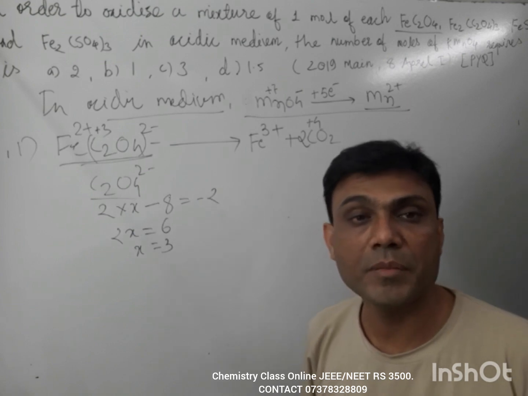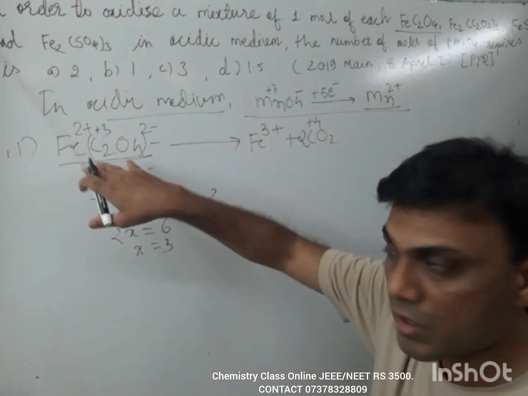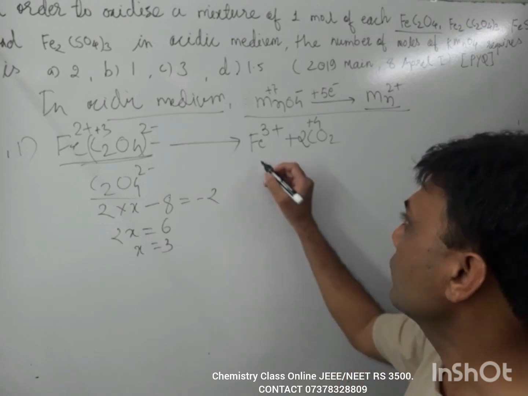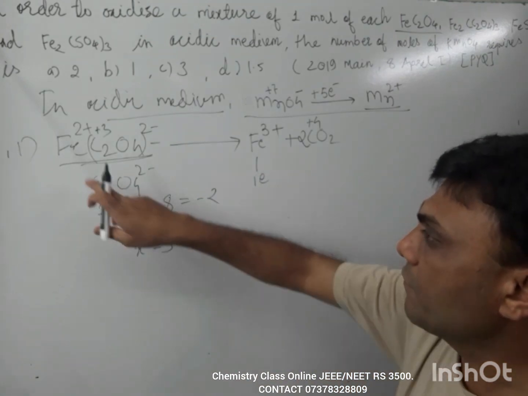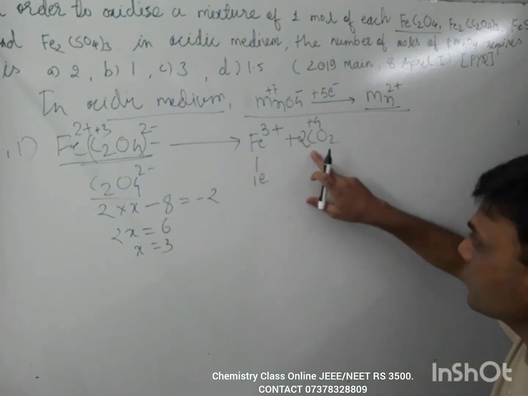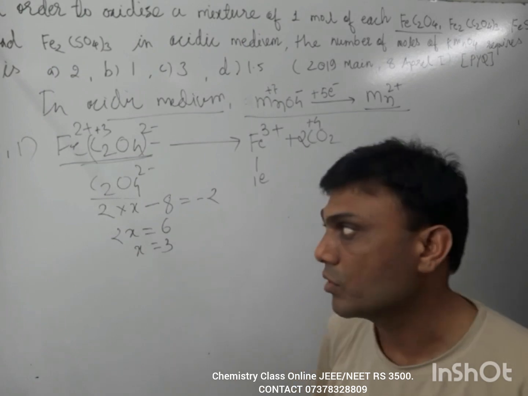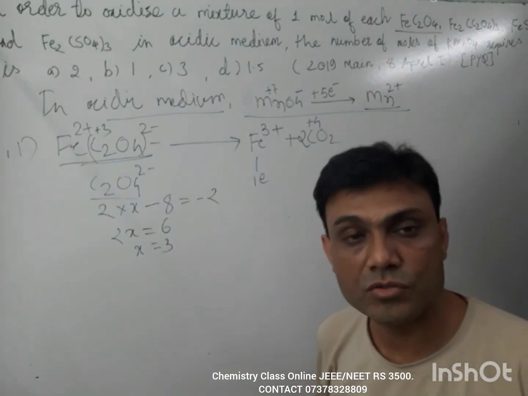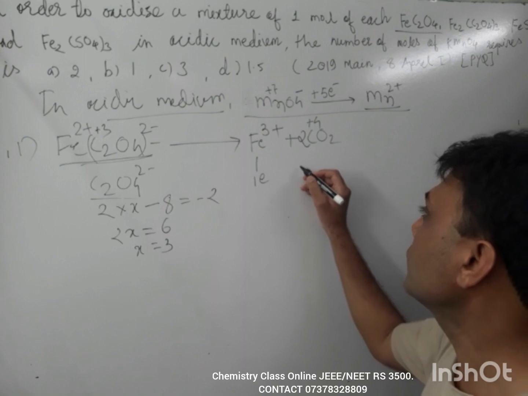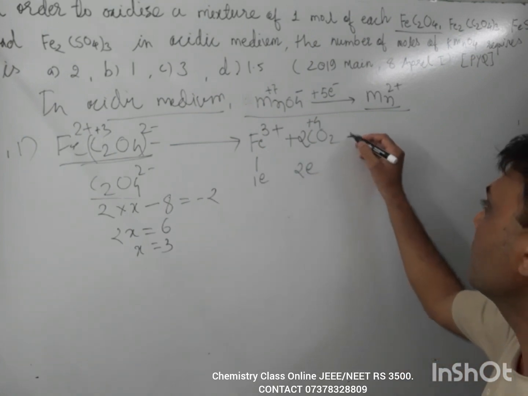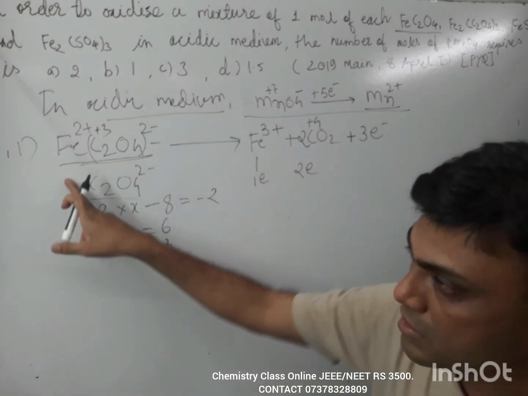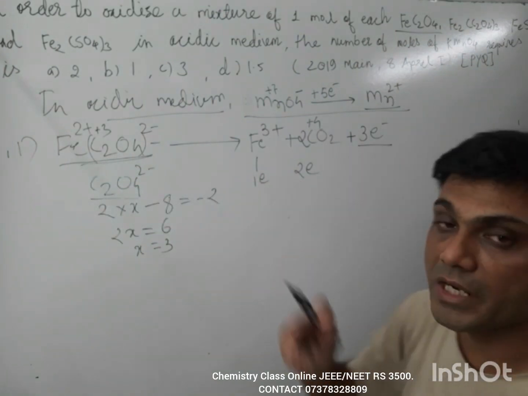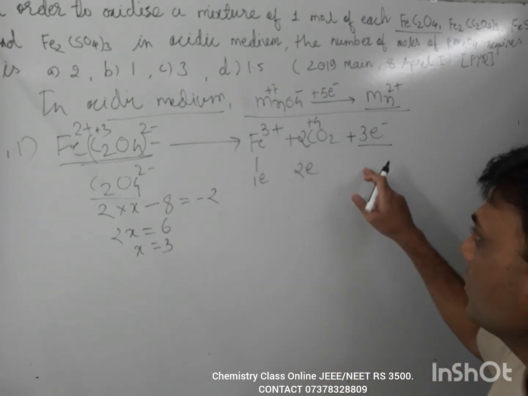Now we have to calculate the number of electrons removed from this compound. In case of Fe, it was +2 and it becomes +3. That means 1 electron is removed. And for this, here C was +3 and here C was +4. That means from here also 1 electron is removed, but here there are 2 carbon atoms. So for 1 carbon atom there is a removal of 1 electron, so for 2 carbon atoms there will be removal of 2 electrons. So total electrons removed will be 3. That means when this compound is oxidized, there is the removal of 3 electrons. Clear? 3 electrons are removed from here.